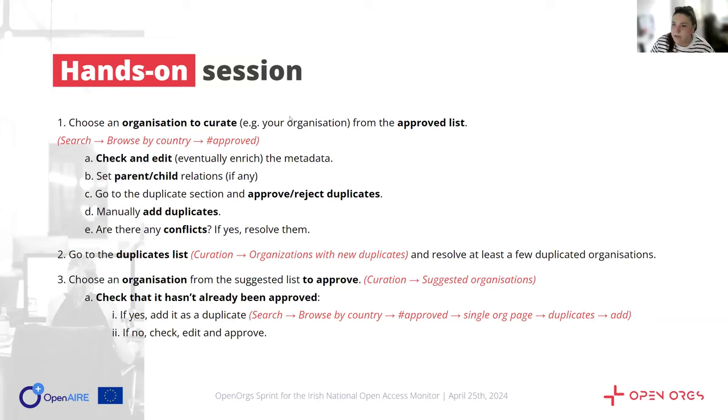Here is the list of things you can do. You can choose an organization to curate from the approved list. You can also go to the duplicates list, which we beg you to do, and resolve at least a few duplicated organizations. And then you can choose an organization from the suggested list to approve. If at any point you have questions, please ask. And if somebody didn't register, let us know in the chat and we'll give you access.